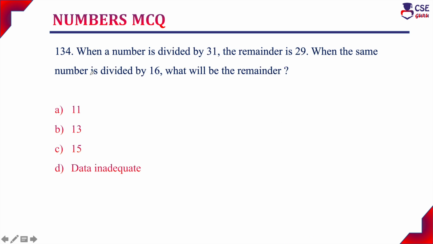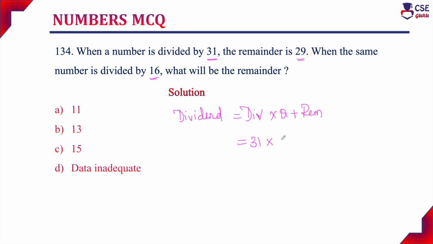Next, problem number 134. When a number is divided by 31, this is the divisor, the remainder is 29. When the same number is divided by 16, what will be the remainder? Like the previous problem, the formula is dividend is equal to divisor into quotient plus remainder. So the divisor here is 31, into quotient, they have not given the quotient, plus remainder 29. Okay, so this is nothing but the dividend.